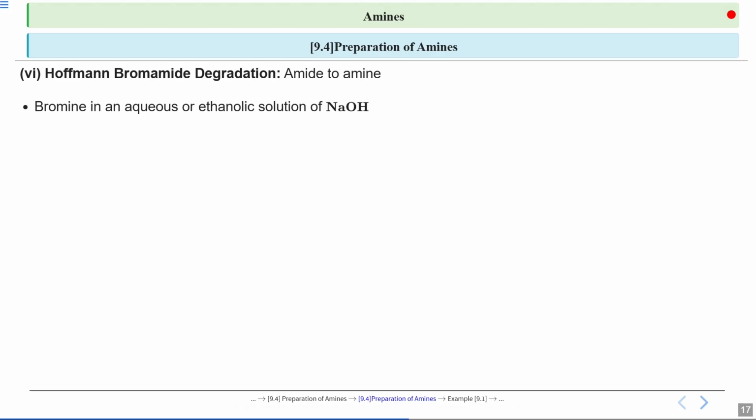So here the reaction uses bromine in an aqueous or ethanolic solution of sodium hydroxide. This combination is essential for the reaction to proceed. Now the main result of this reaction is the formation of a primary amine that has 1 carbon atom less than the original amide. For example, if we start with a 3 carbon amide, we will end up with a 2 carbon amine. So this is a useful way to shorten the carbon chain.